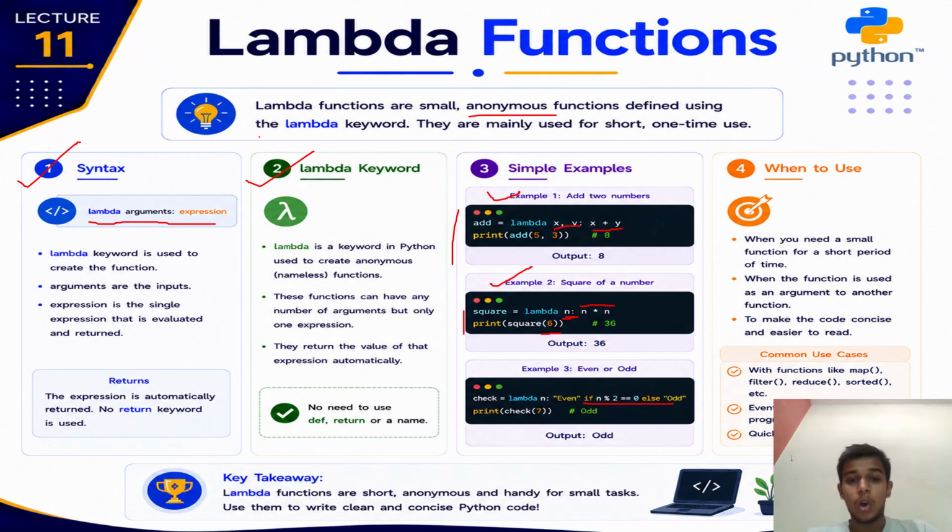However, if your function becomes long or complicated, it is usually better to use a normal function created with def. So remember, use lambda functions for simple tasks, not for large programs. Now, let's quickly revise what we learned in this slide. A lambda function is a small anonymous function created using the lambda keyword. It can accept multiple arguments but contains only one expression. The expression is automatically evaluated and returned. Lambda functions are perfect for short calculations and commonly used with functions like map, filter, and sorted. For large or complex tasks, it is better to use normal functions created with the def keyword.